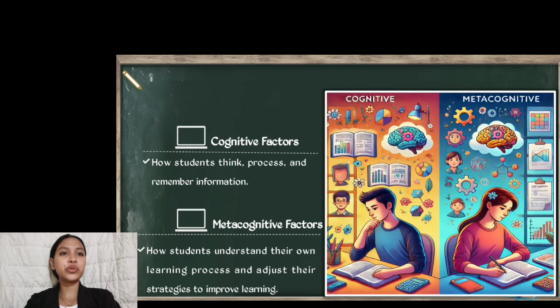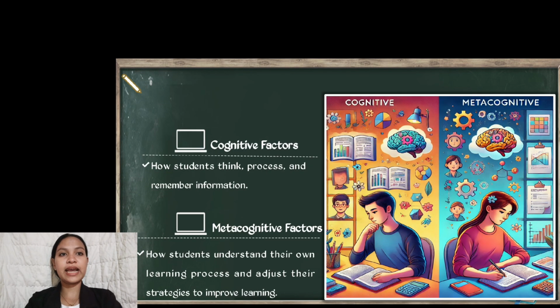Cognitive factors refer to how students think, understand, and remember information. For example, a student using memory techniques to study is applying cognitive strategies. Metacognitive factors involve understanding one's own learning process. When a student realizes that they learn better by summarizing lessons instead of just rereading them, they are using metacognition. Metacognition helps students become independent learners because they analyze their own learning and adjust their strategies to improve.